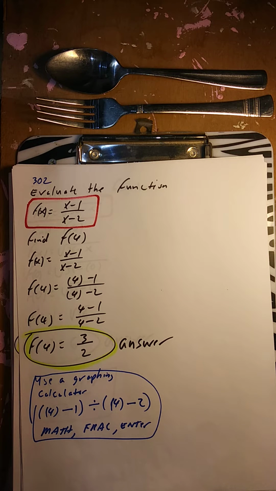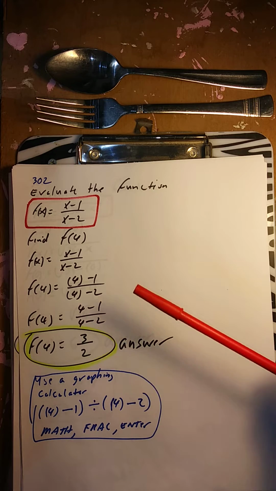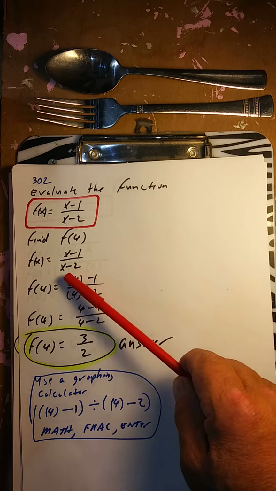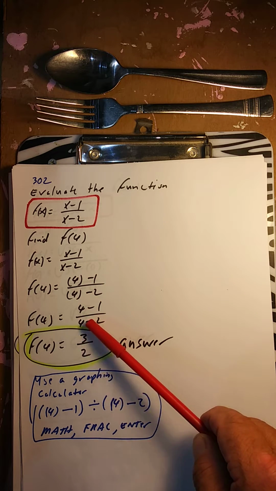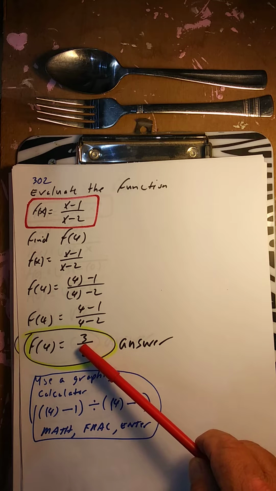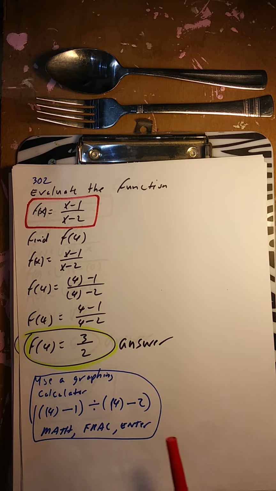Evaluate the function again. This time f of 4. So we're going to put a 4 in there this time. 4 there, 4 there. So 4 minus 1 over 4 minus 2. That's going to be 3 over 2. That's it, leave it like that. And you can use the graphing calculator again, of course.